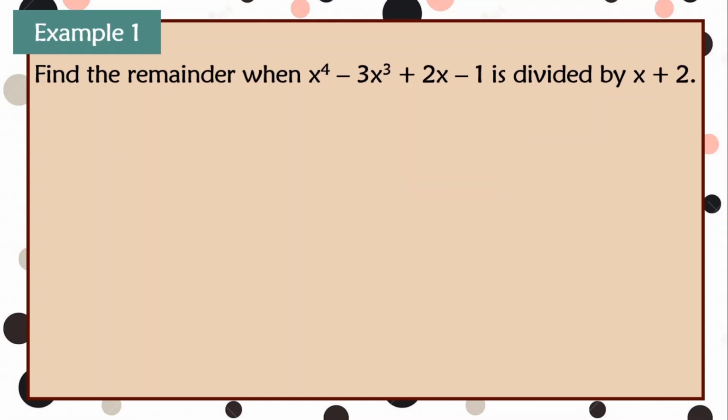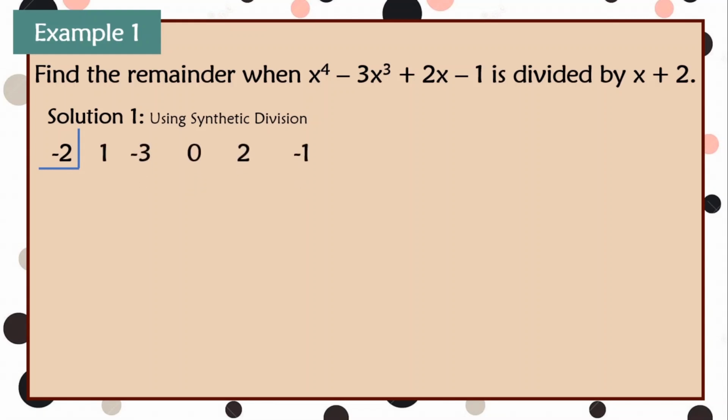So let's try the following example. Number 1. Find the remainder when x raised to 4 minus 3x raised to 3 plus 2x minus 1 is divided by x plus 2. For our solution number 1, let's use synthetic division. The value of our synthetic divisor is negative 2. And write the coefficients to the right side. Again, put 0 for the missing term. Therefore, our coefficients are 1, negative 3, 0, 2, and negative 1.